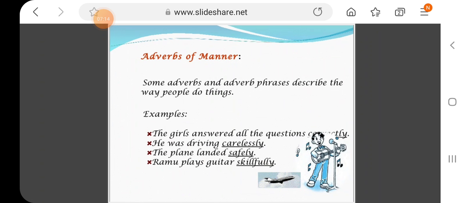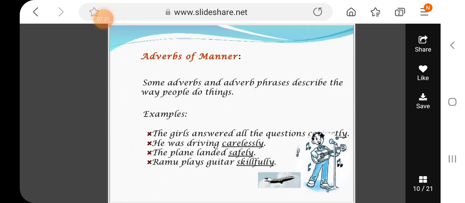Adverbs of manner. What is a manner? Manner is the way to do something. When we talk about adverbs of manner, it means how some action is performed, in what way it is performed. When we say he was driving carelessly, it tells you how he was driving. The plane landed safely. Ramu plays guitar skillfully. So these are the words that tell you whether an action is performed in a good way or a bad way. It tells you the answer of how some action is performed.